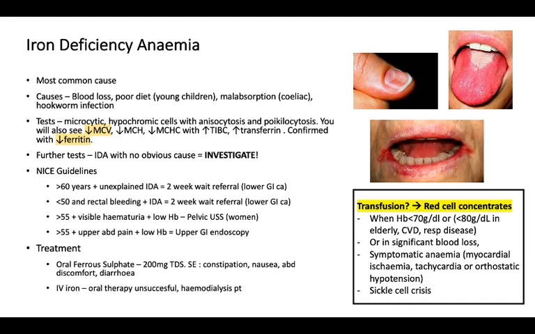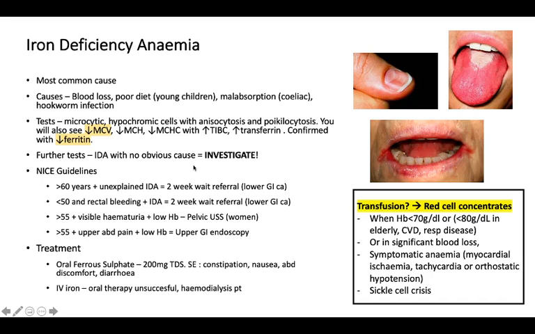So if you suspect that someone has an iron deficiency anemia and you carry out all the appropriate tests we talked about, then you would see on the blood film a microcytic hypochromic anemia picture with anisocytosis and poikilocytosis. Okay, so anisocytosis, as we talked about before, is when you have different sizes of red blood cells, and poikilocytosis is when you have different shapes.